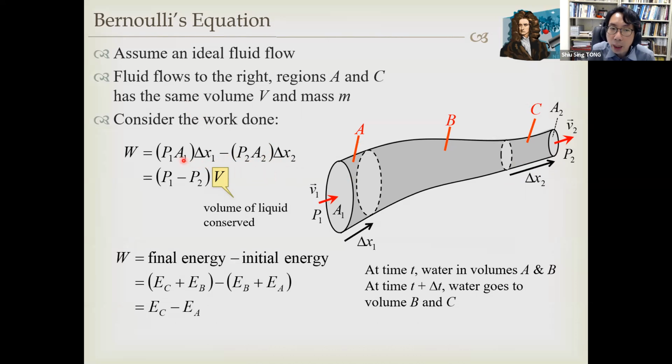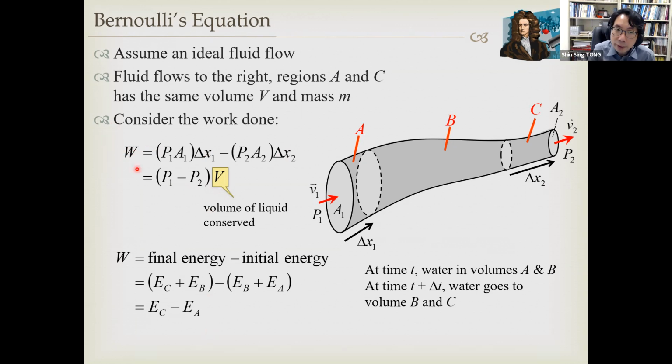Now I use the conservation of volume. The volume in A is equal to the volume in C. So A1 multiplied by delta x1 is equal to A2 multiplied by delta x2, and I denote this same volume by V. So now I have (P1 minus P2) V. That is the work done from the external fluid on this liquid column.